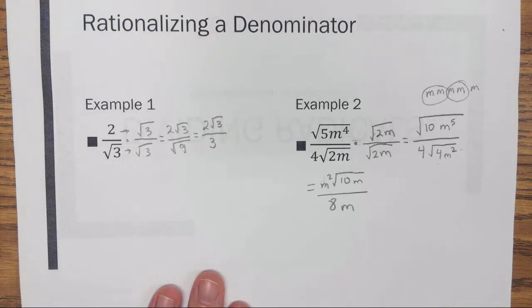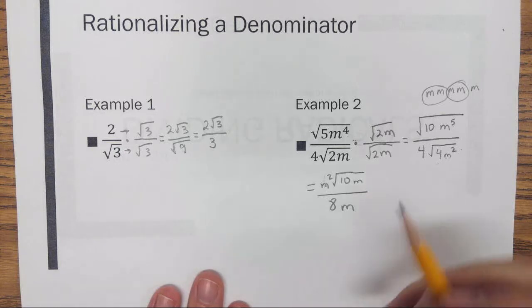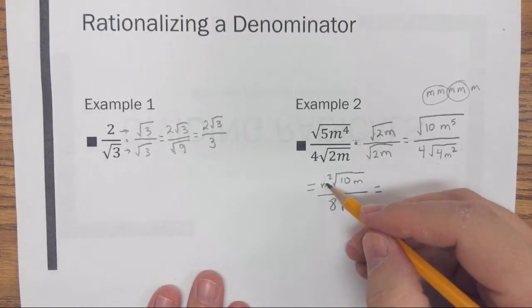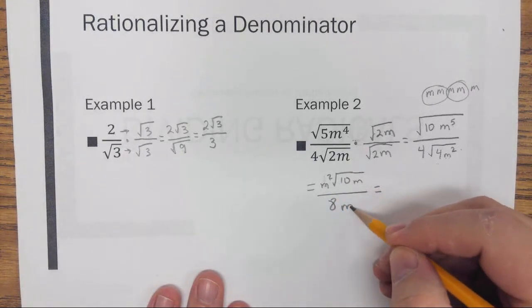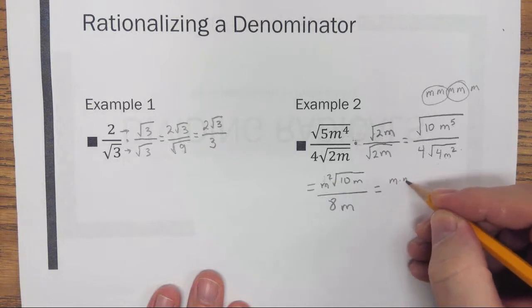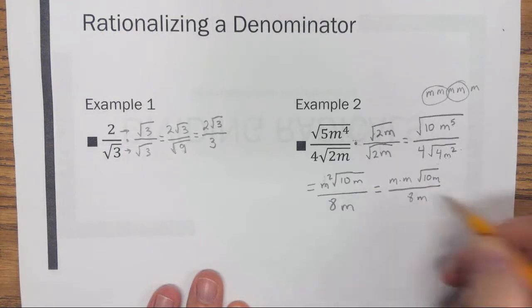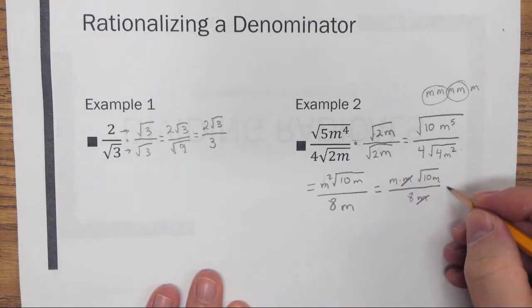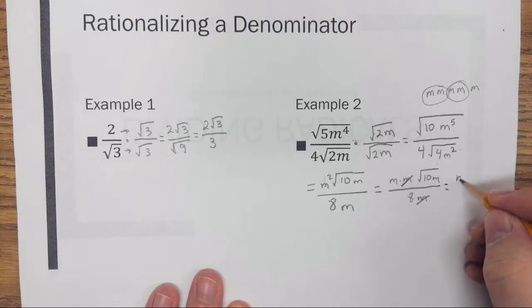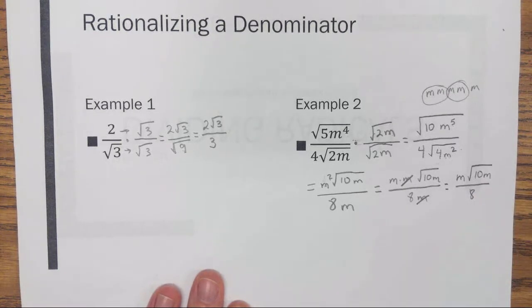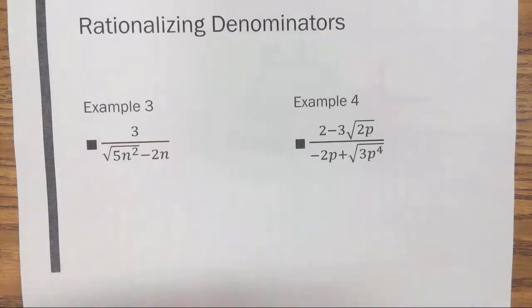You might be thinking, well, now we're done. Well, not quite, because we still have to simplify our fraction. Well, there's m times m up here, and there's an m down here on the bottom. So this is m times m, radical 10m, and this is 8m on the bottom. Well, there's an m up here and an m down here that I can cancel out. So now I get m radical 10m all over 8. Okay? Alright. Moving on.